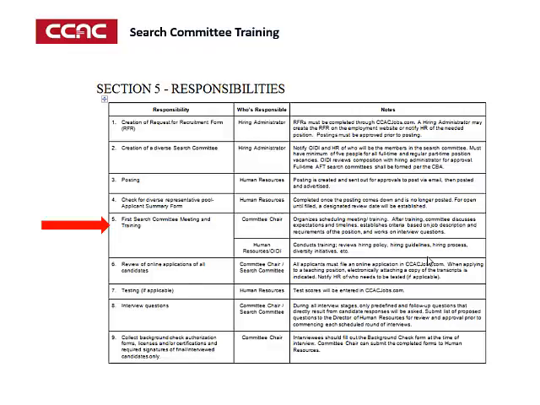After all members have attended training, the full committee discusses expectations and timelines, establishes criteria based on the job description and requirements of the position, and works on interview questions.